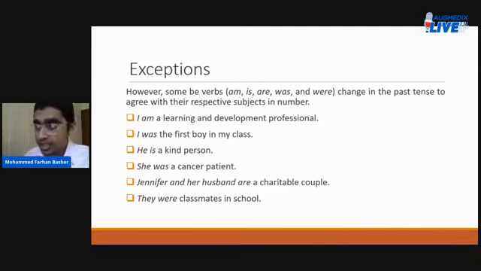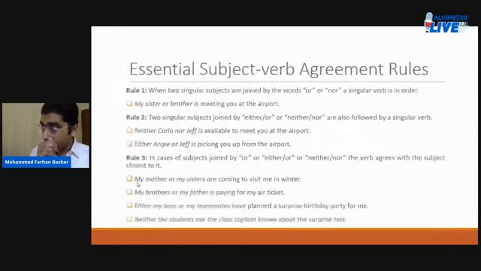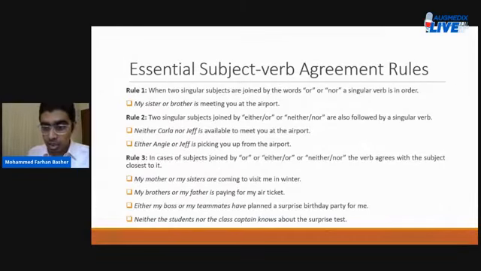All right. I hope this part is clear. If not, please do let me know. I'll try to clarify it better, inshallah. Now, let's take a look at some very essential subject and verb agreement rules.